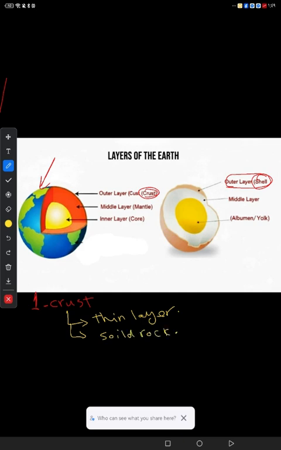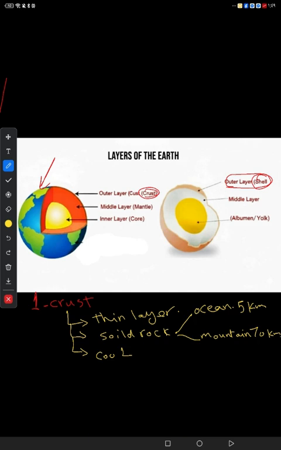Under the ocean, its thickness is about 5 kilometers, and under mountains, it is about 70 kilometers. Also, it is cool in temperature. Its temperature is suitable for us to live on and walk on.